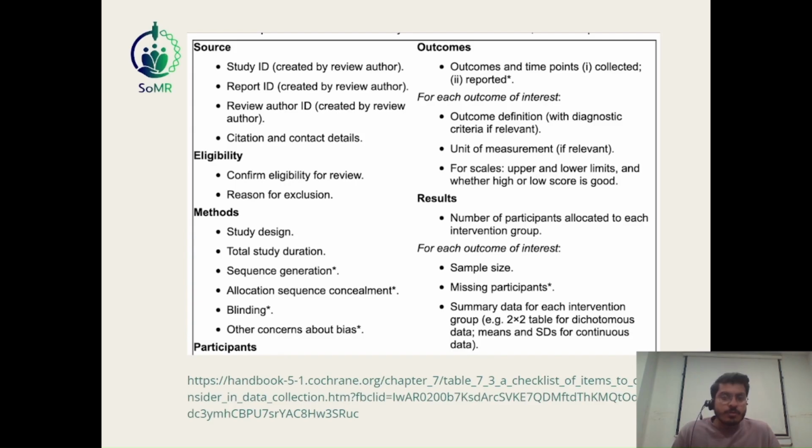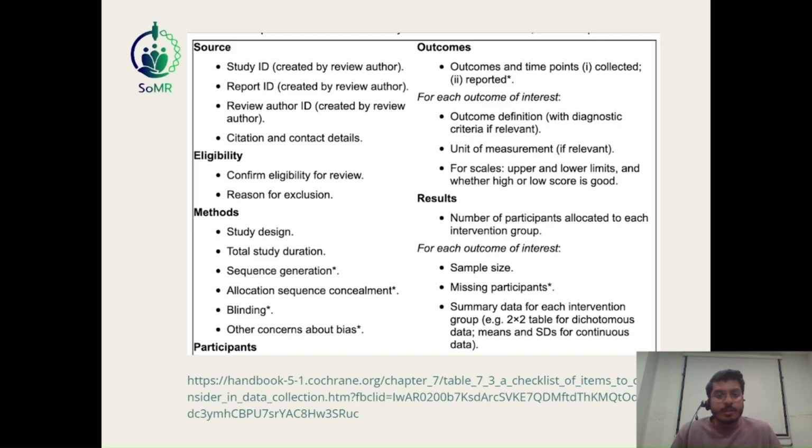Talking about the source, you talk about the study ID, report ID, review author ID, just basic things about every study that you find eligible. And the citation, meaning the reference and the contact details of the authors involved if available, right?